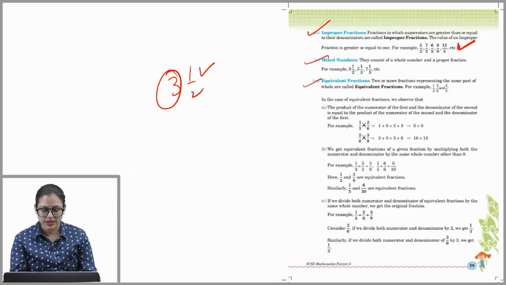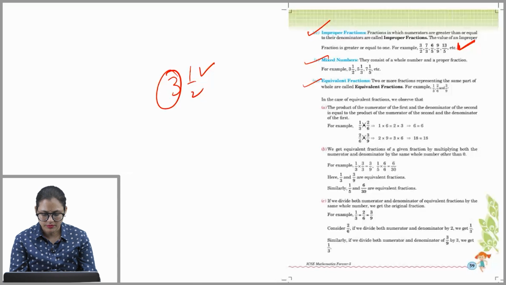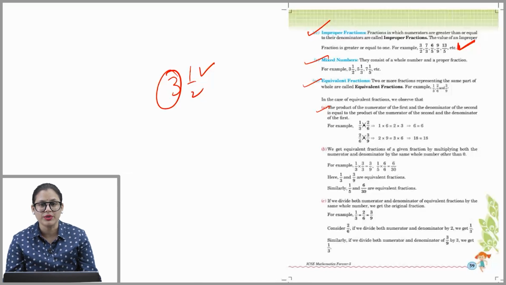6, equivalent fractions. Two or more fractions representing the same part of a whole are called equivalent fractions. For example, 1 by 3, 2 by 6 and 3 by 9. In the case of equivalent fractions, we observe that the product of the numerator of the first and the denominator of the second is equal to the product of the numerator of the second and the denominator of the first.